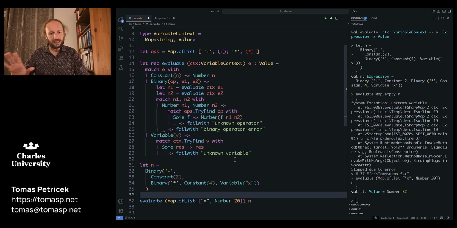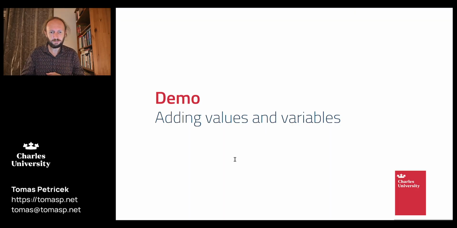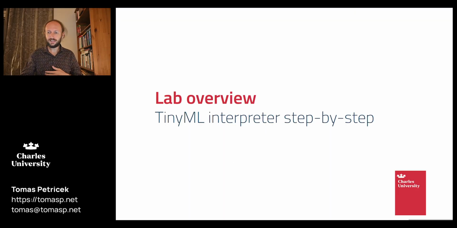So this is now a binary expression evaluator that also has support for values. We will be adding different types of values later on, and has support for variables. And this will be your starting point for adding more TinyML features to this little interpreter. And how are you supposed to do that?